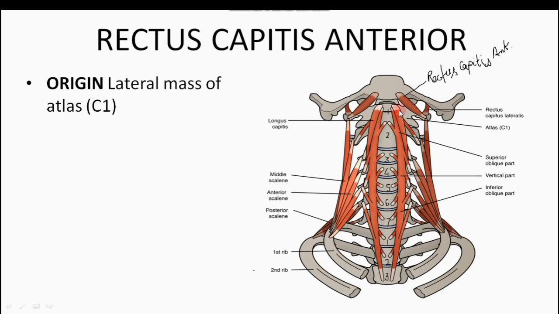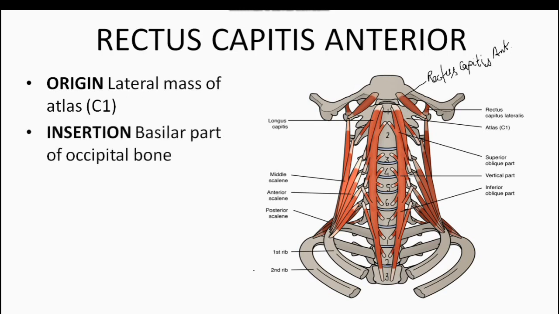similarly in this C1, there is a small projection which, as you can assume, is like the transverse process. It is a small projection laterally. So here is a small projection from this lateral mass of C1. This is the point of origin of rectus capitis anterior, and it inserts on the basilar part of the occipital bone. Here we can see the basilar part of the occipital bone.